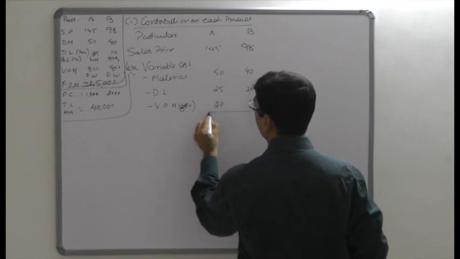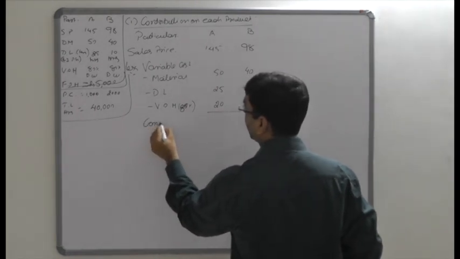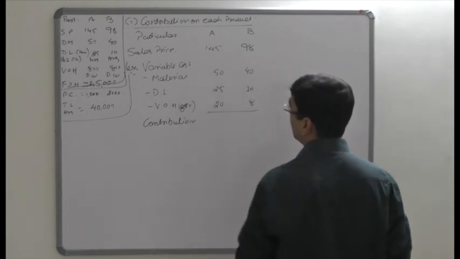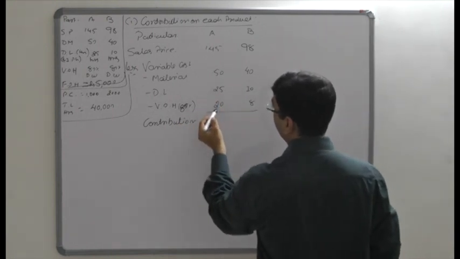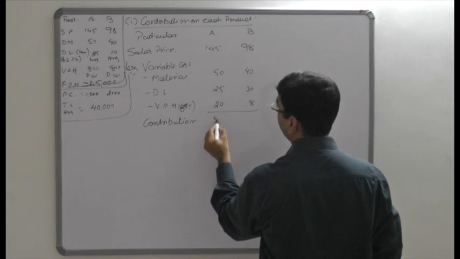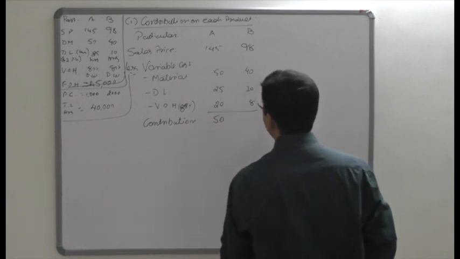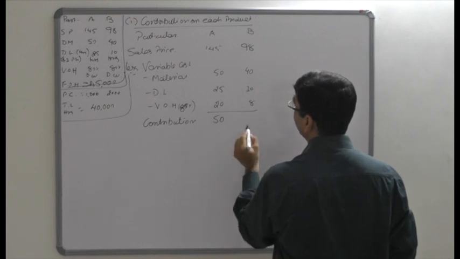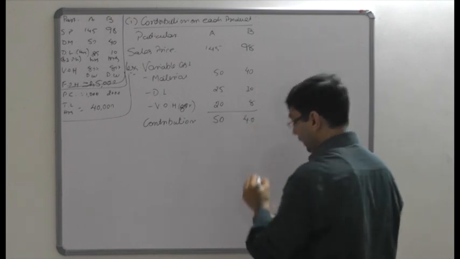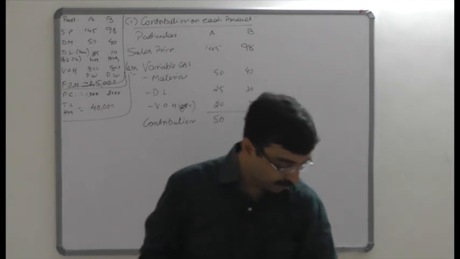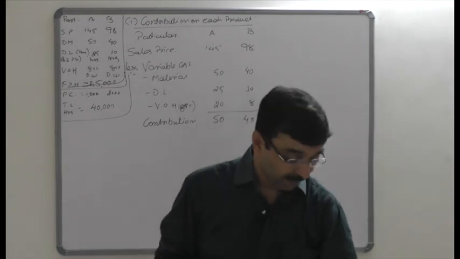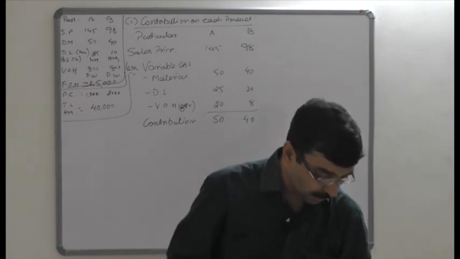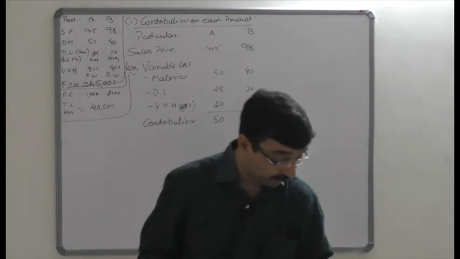Now after variable cost is deducted from the sales price, your answer is the contribution. So the total variable cost for A is 95, and 145 minus 95 comes to 50. 58 is your total variable cost in case of B. 98 minus 58 comes to 40. So that means 50 rupees contribution in case of A and 40 rupees contribution in case of B. So this is your contribution of each product.